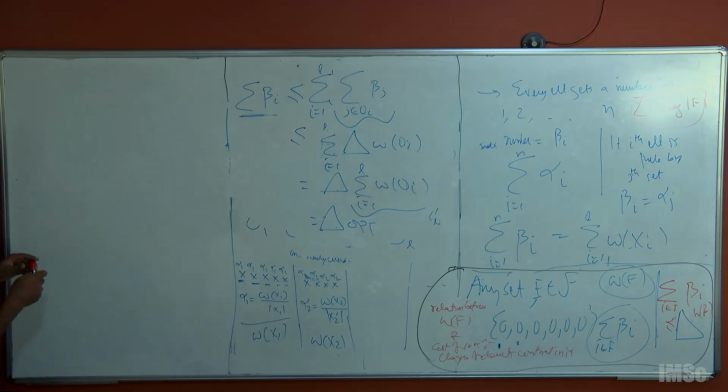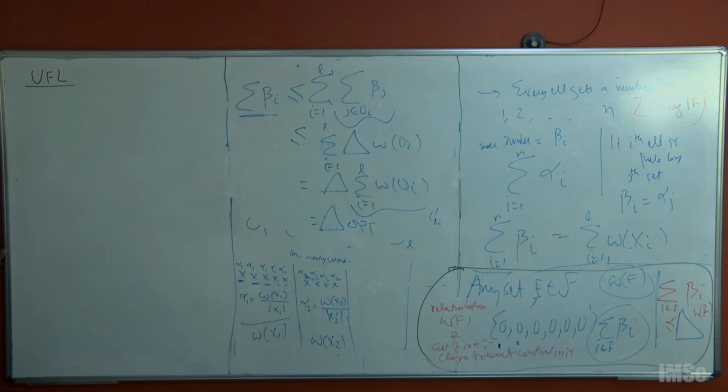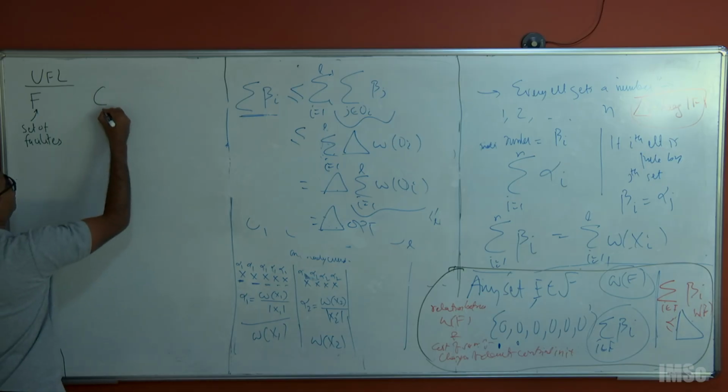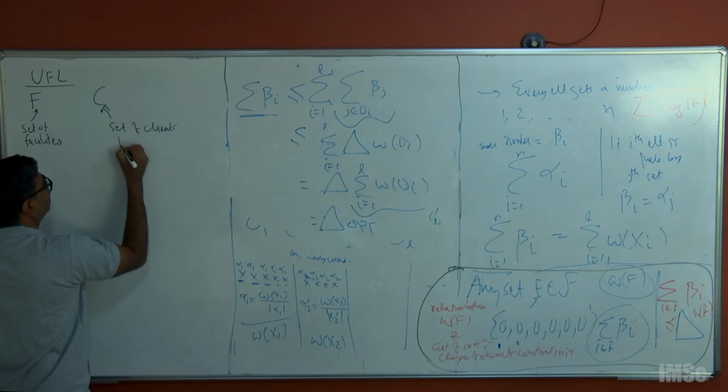Okay, so we are talking about UFL, uncapacitated facility location. What are we given? We are given a set F, which is the set of facilities at some locations where they can be opened, and C is the set of clients that we want to serve.